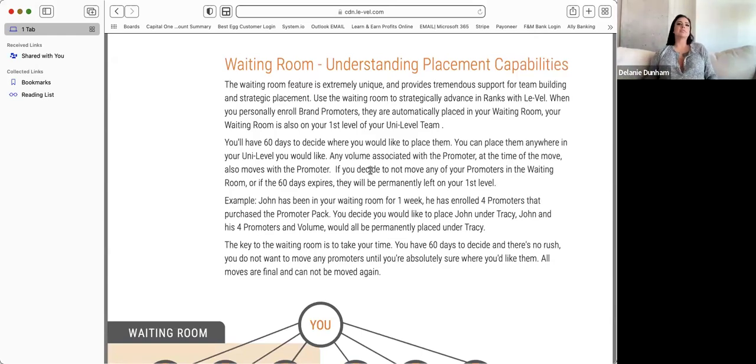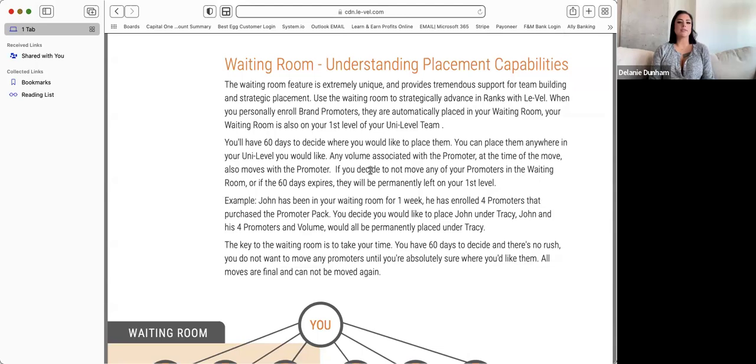So the waiting room, again, I don't want to go into too much detail about it. If you go into the back office, there's a training in there that goes over it at a high level. But essentially, this is for people who are building a team. Now, not everybody's doing that, right? If you're just trying to work this more as an affiliate, selling and getting customers, this isn't going to pertain to you. But if you are somebody who's like, I want to build a team and I want that residual part of the comp plan, this is really important and really strategic.